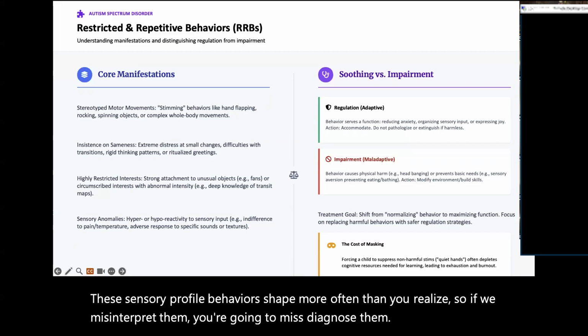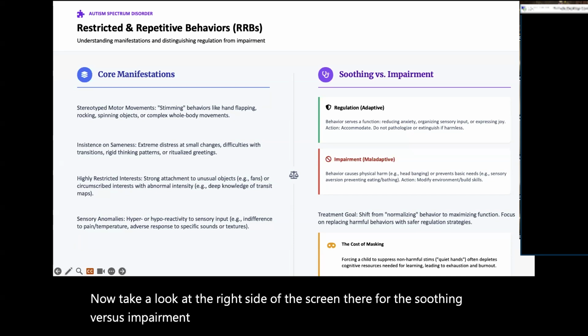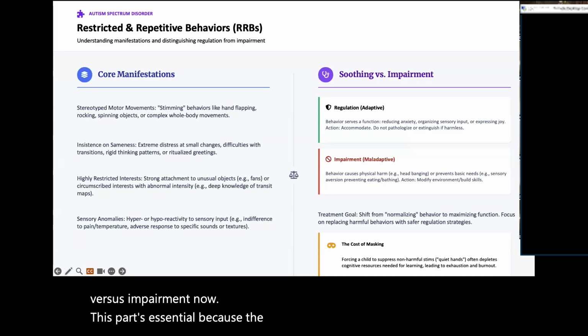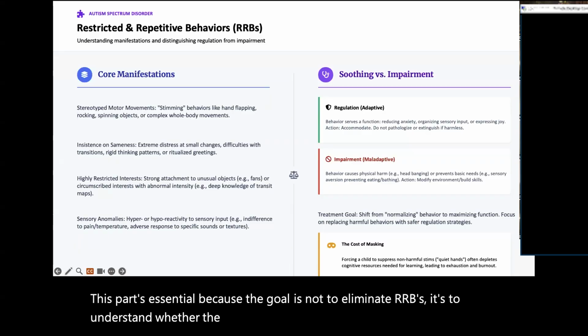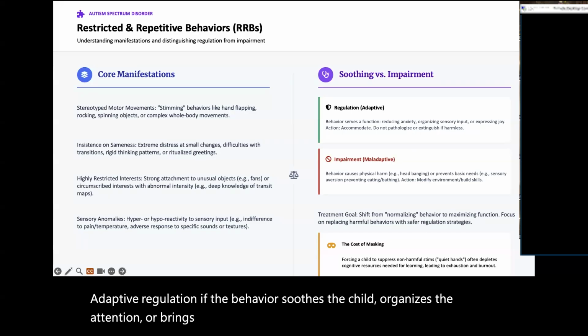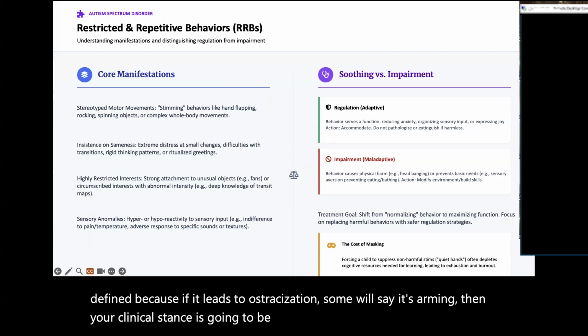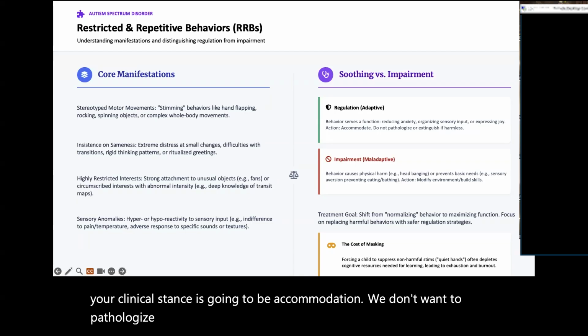Now take a look at the right side of the screen there for the soothing versus impairment. Now, this part's essential because the goal is not to eliminate RRBs, it's to understand whether the behavior is adaptive or maladaptive. Adaptive regulation: if the behavior soothes the child, organizes the attention, or brings joy and does not harm them, and harm is broadly defined because if it leads to ostracization, some will say it's harming, then your clinical stance is going to be accommodation. We don't want to pathologize harmless regulation.